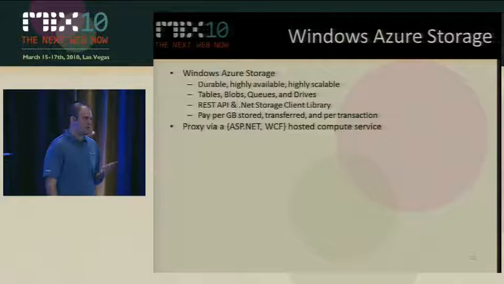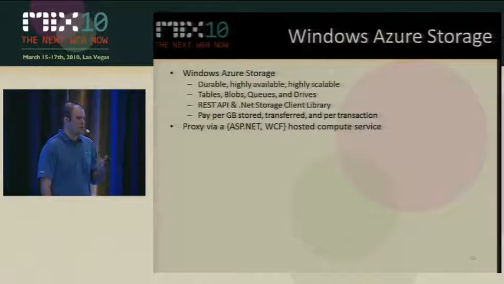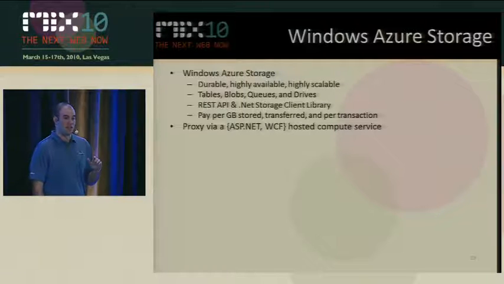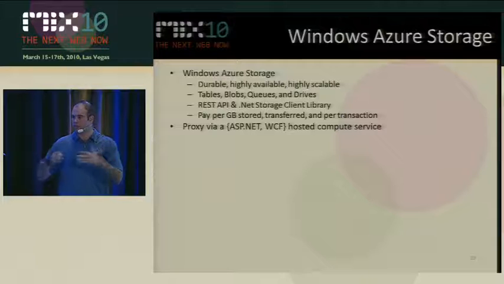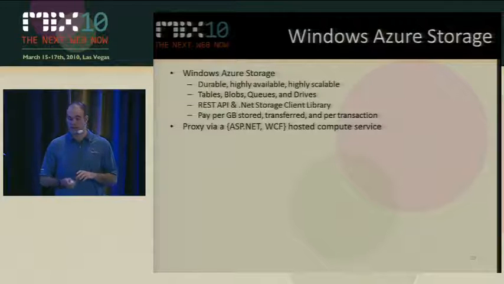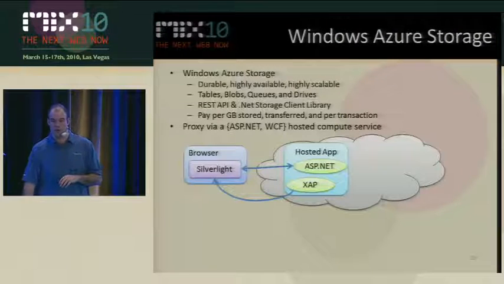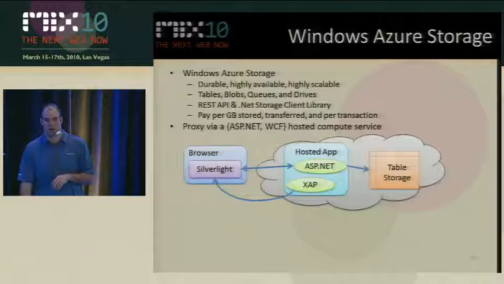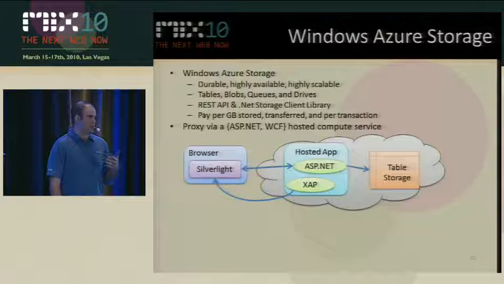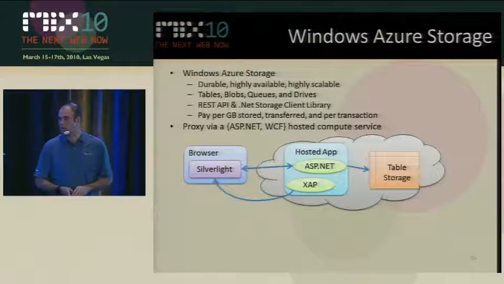And you'd really follow the same pattern that you'd be used to following if you had a database and you wanted to make that available through a service on the web. You'd build the service, and the service would sort of proxy the data in the database. And so if we were to look at that in a picture, we would just add table storage to the picture that we had before, and then an ASP.NET or WCF-based service would proxy that table storage.